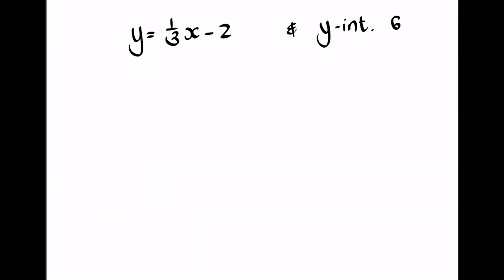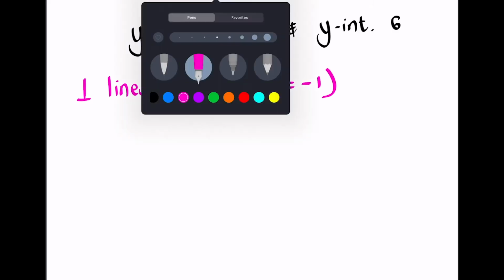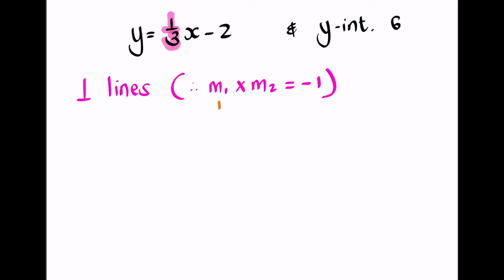Now I'm going to use the other formula, but what I'm going to notice is that these two lines will be perpendicular to each other. And if I have perpendicular lines, then that means that the gradient of line 1 multiplied with the gradient of line 2 would equal negative 1. So over here, they've given me the gradient of line 1, which is a third. So that times the gradient of line 2 would equal negative 1.